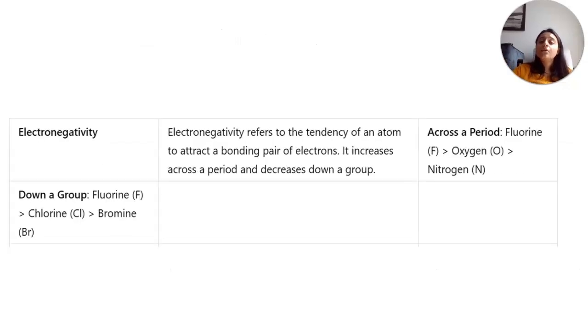Now we will study the next trend, that is electronegativity. Electronegativity is generally referred to as the tendency of an atom to attract a bonding pair of electrons. It increases across a period and decreases down the group. Now what will happen, as we start from the atomic number only. Atomic number from left to right is being what? Is being decreased, right?